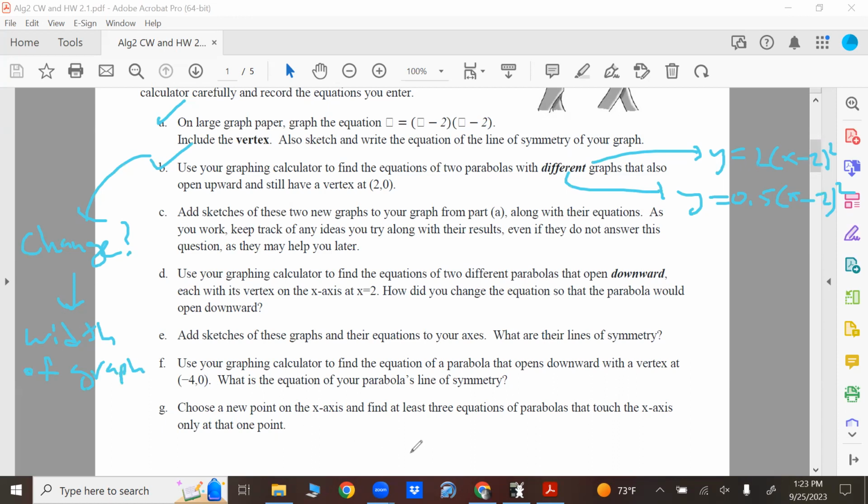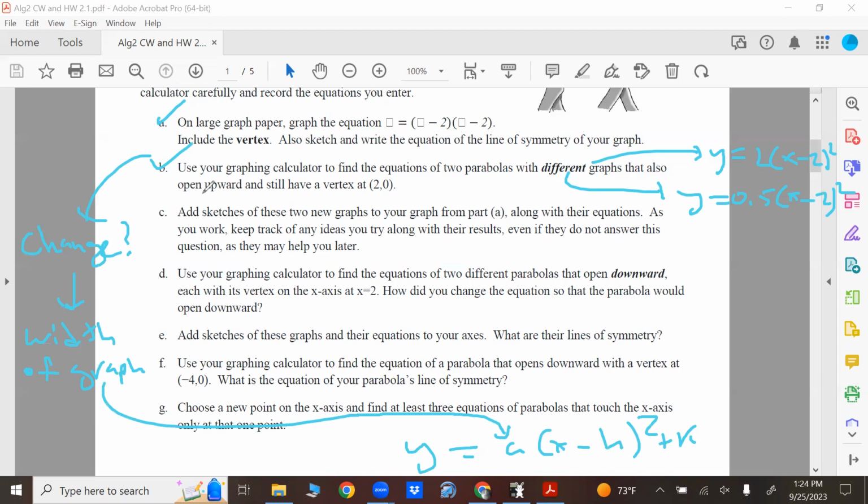And by the way, down below, I'm going to write the general equation again, which I shared with you guys just a few minutes ago. So what did we change? We changed the letter a. a impacts the width of the graph. The number in front changes the width of the graph.